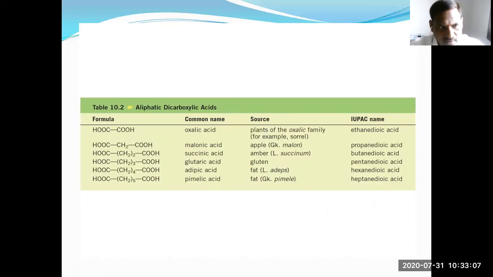So you can see here in a table, dicarboxylic acids are present, with 2 COOH groups. These dicarboxylic acids are aliphatic dicarboxylic acids. So this is the dicarboxylic acid formula, common name, IUPAC name.